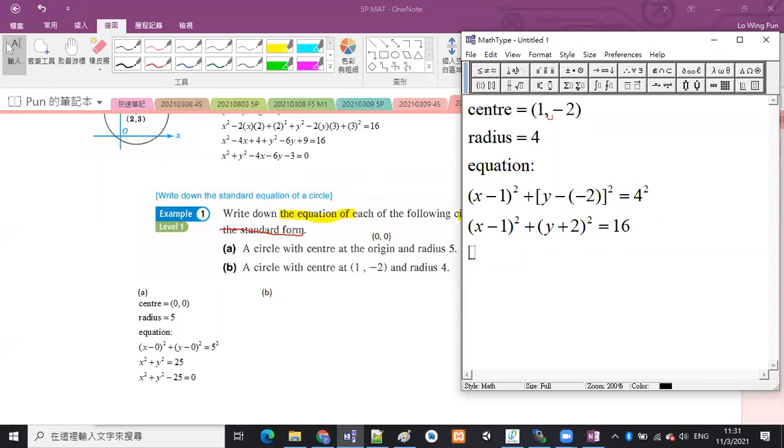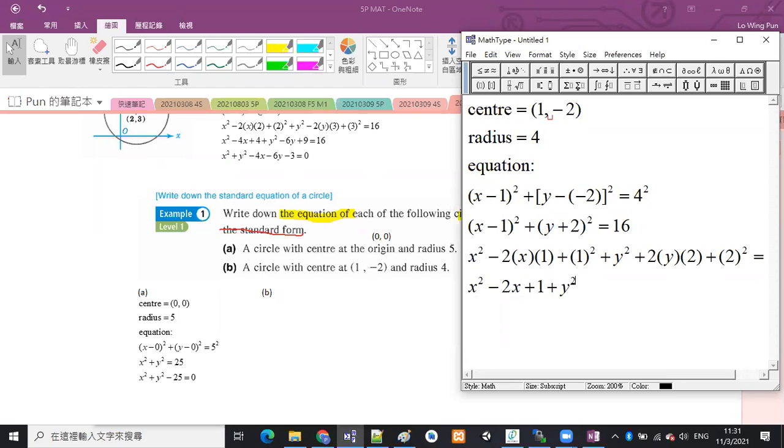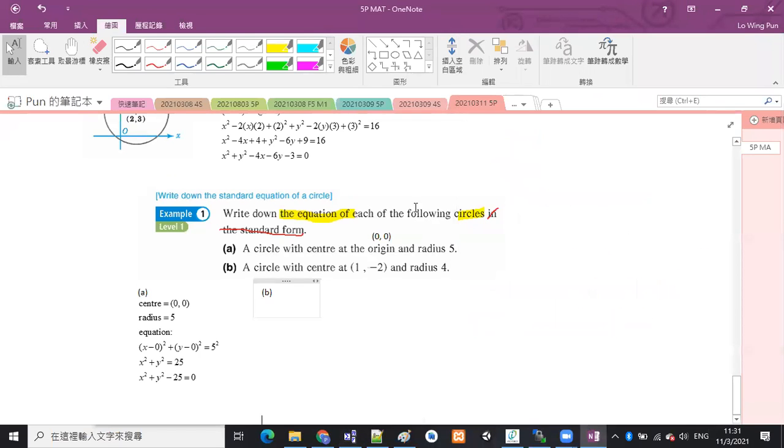And then expand the bracket: x squared minus 2 times x times 1 plus 1 squared, plus y squared plus 2 times y times 2 plus 2 squared, is 16. Simplifying the terms: x squared minus 2x plus 1 plus y squared plus 4y plus 4 equals 16. Then arrange the terms in the correct order and subtract the 16 to the left: x squared plus y squared minus 2x plus 4y plus 1 plus 4 minus 16, which becomes minus 11, equals 0. And that is the answer of this question.